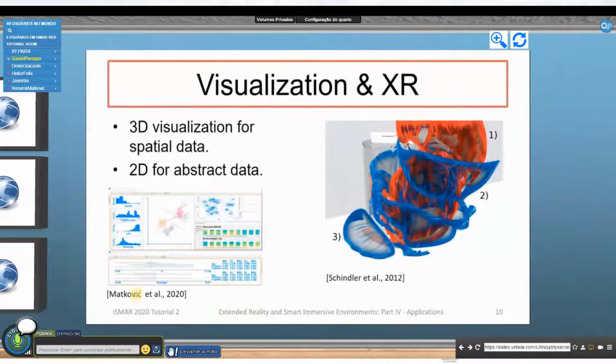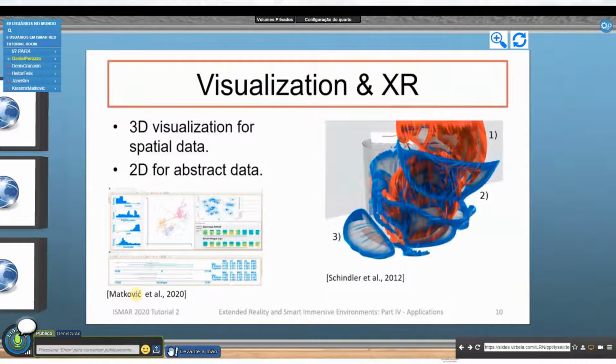So the question is, can we somehow merge XR and VIS, and how can VIS benefit from XR and vice versa? How could XR offer some new possibilities for VIS?